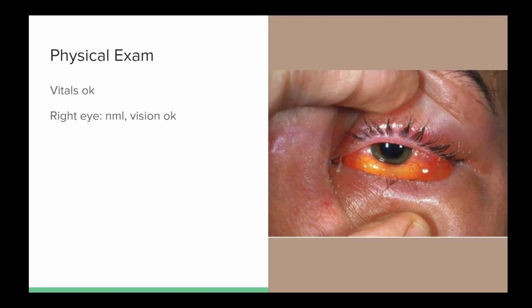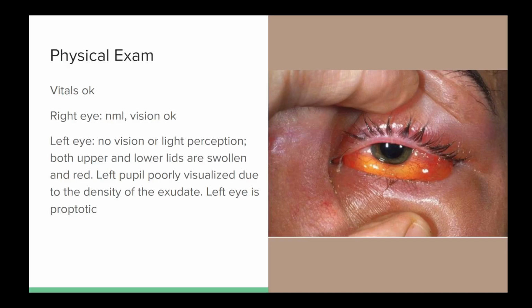On exam, his vitals are okay. His right eye is essentially normal. There's a little bit of swelling towards midline, but his eye is okay. The left eye is very abnormal. He has no vision or light perception. The upper and lower lids are swollen and red. The left pupil is poorly visualized due to the density of the exudates that you have to pry apart to open the orbits or open the lid. And the left eye is proptotic.